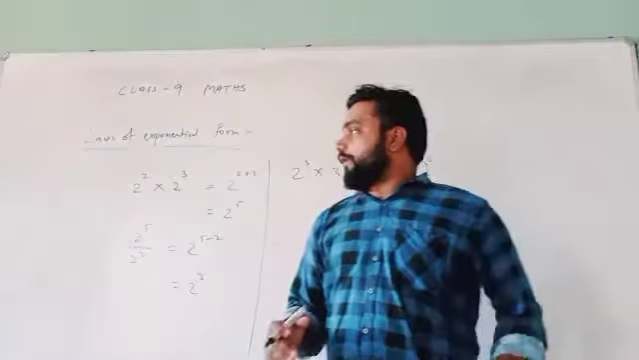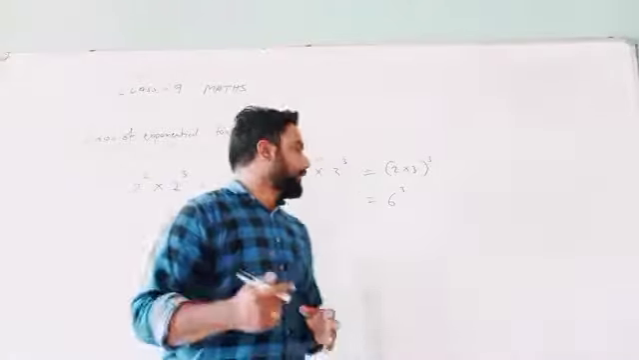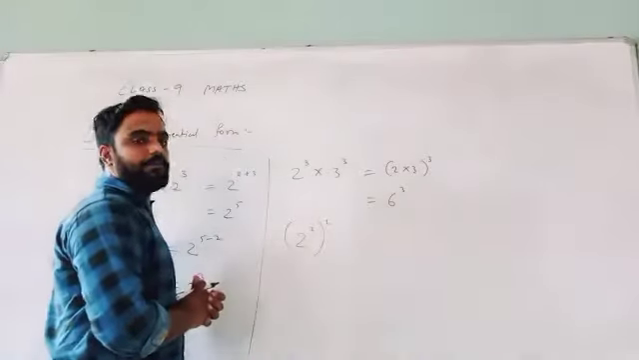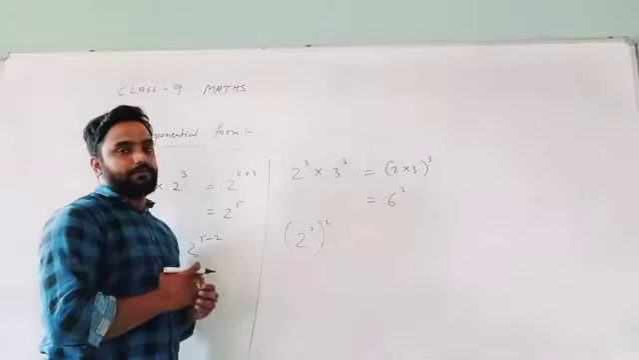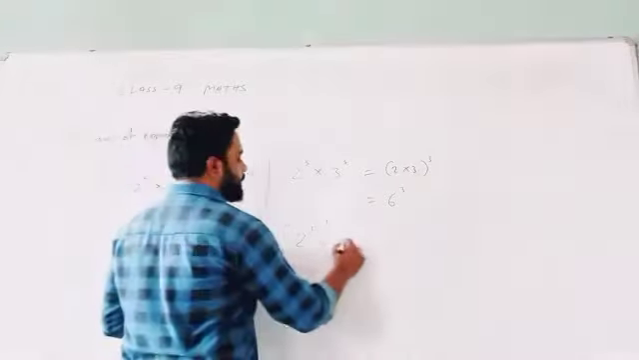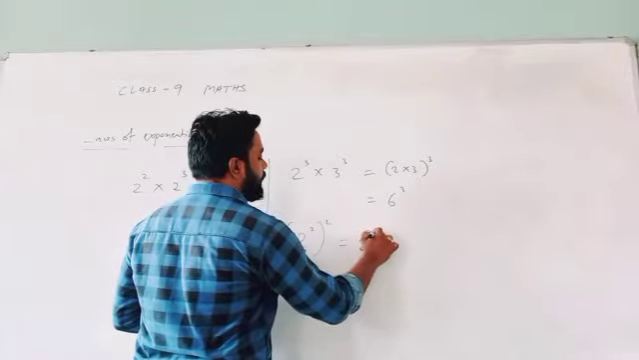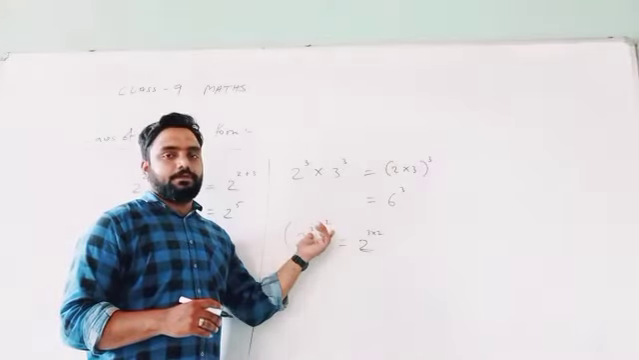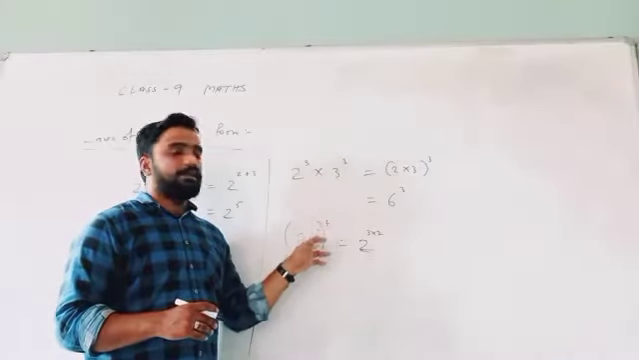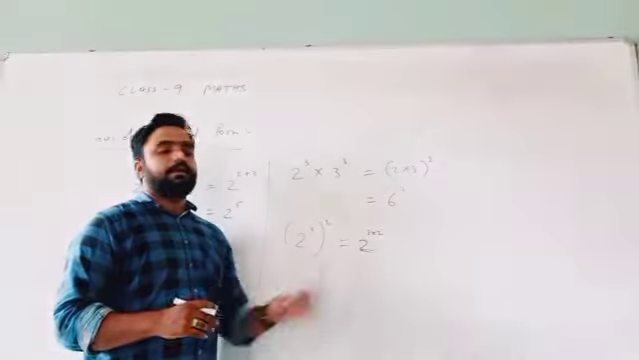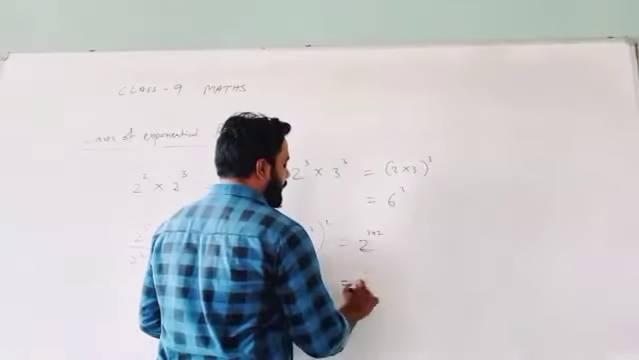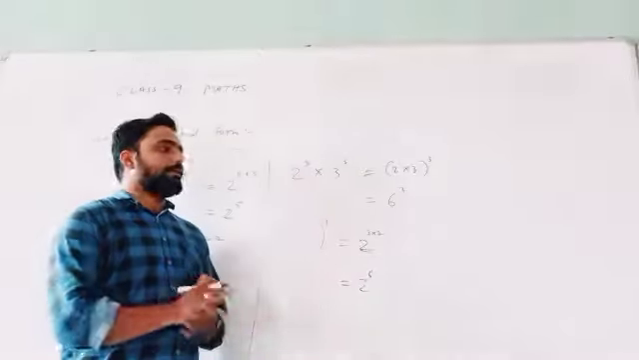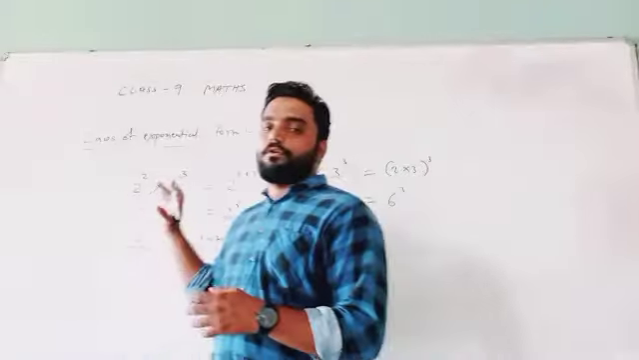Now the next one is the power of power. Suppose 2 cube whole square. This type of exponential form is given to you, so you can write it as 2 raised to 3 multiplied by 2. So here you have to do the multiplication of the exponents. Okay, means यहाँ आपको जो पावर में दिए गए, जो एक्सपोनेंट्स आपको दिए गए, उनका आपको क्या करना है? मल्टीप्लाई करना है. So you can convert it as 2 raised to 3 twos are 6. Understand?